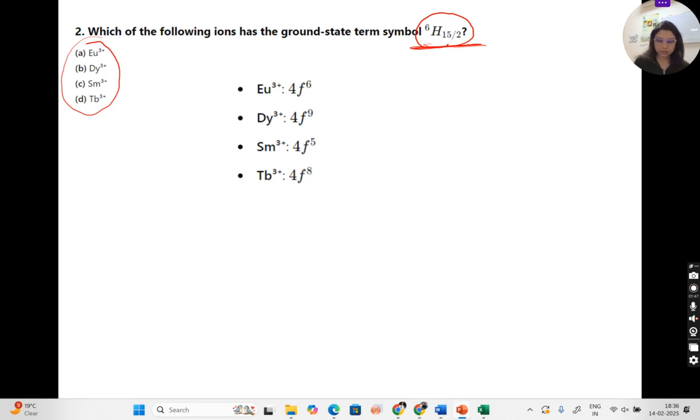Okay, I got an answer which says it's C. We'll see which would be the answer. Okay, let's start solving one by one.